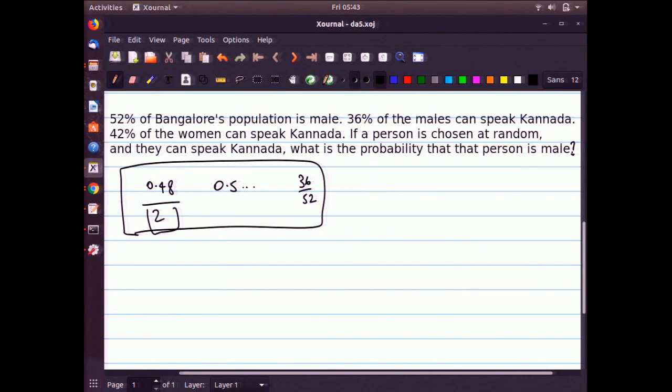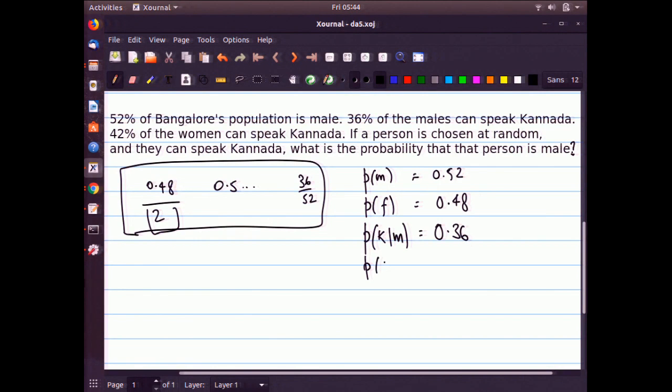So the data given to us is: what is the probability of finding a male? And we know this is 0.52. We know the probability of finding a female, 0.48. We know what the probability is that if you find a male, they speak Kannada. Do you know how to represent this? Conditional probability, right? So what is the probability they speak Kannada given that they are a male? This is 0.36.